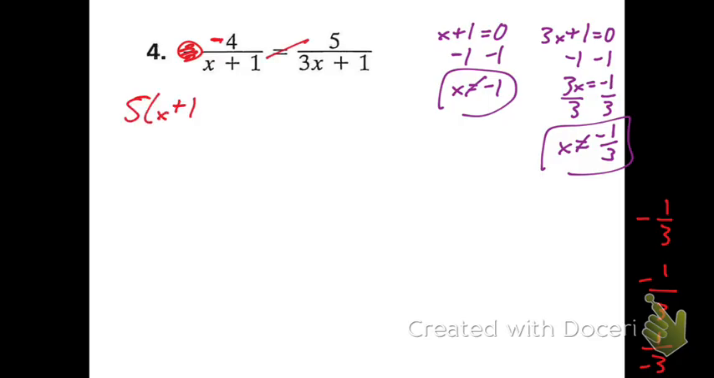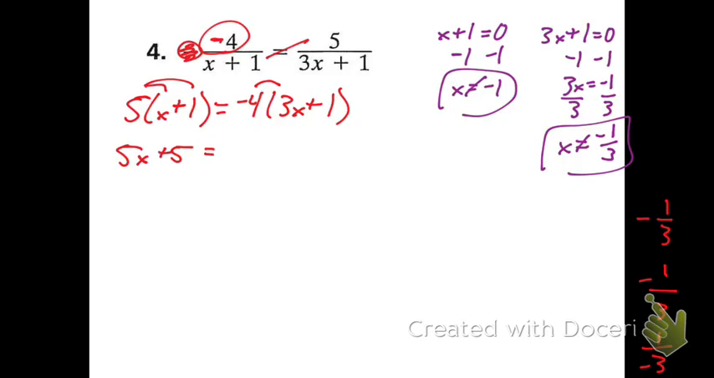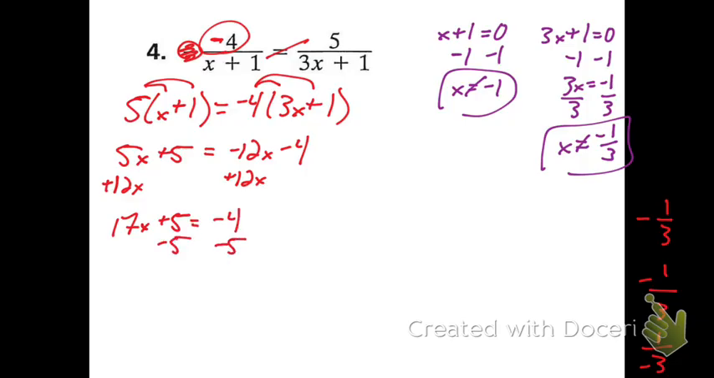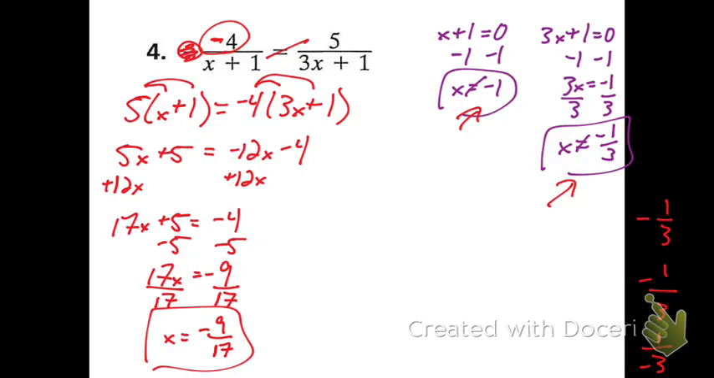So now I'm going to do this first. 5 times x plus 1. And then I have my negative 4 times 3x plus 1 there. So now I'm going to distribute. I have 5x plus 5. Over here I end up with negative 12x minus 4. So I'm going to add 12x to both sides. I get 17x plus 5 is equal to negative 4. I'm going to subtract 5 from both sides. I get 17x equals negative 9. I'm going to divide both sides by 17. I get x is equal to negative 9/17. That doesn't conflict with either one of those. So that, ladies and gentlemen, is my solution.